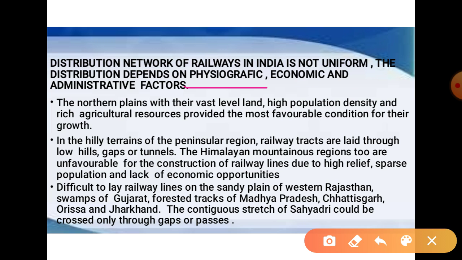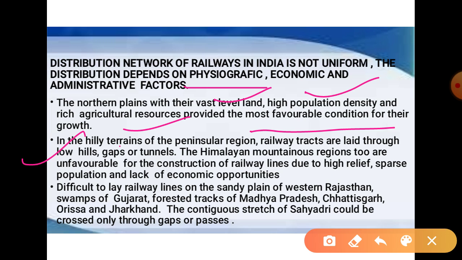First of all, as you know, the northern plain, a linear surface area, gives vast facilities for constructing railway tracks. There is vast plain land, high population density, and rich agricultural resources for the production of raw material, export, import and so on. All these provide very favorable conditions for the growth of railways, so a good density of railways exists over the northern plain.